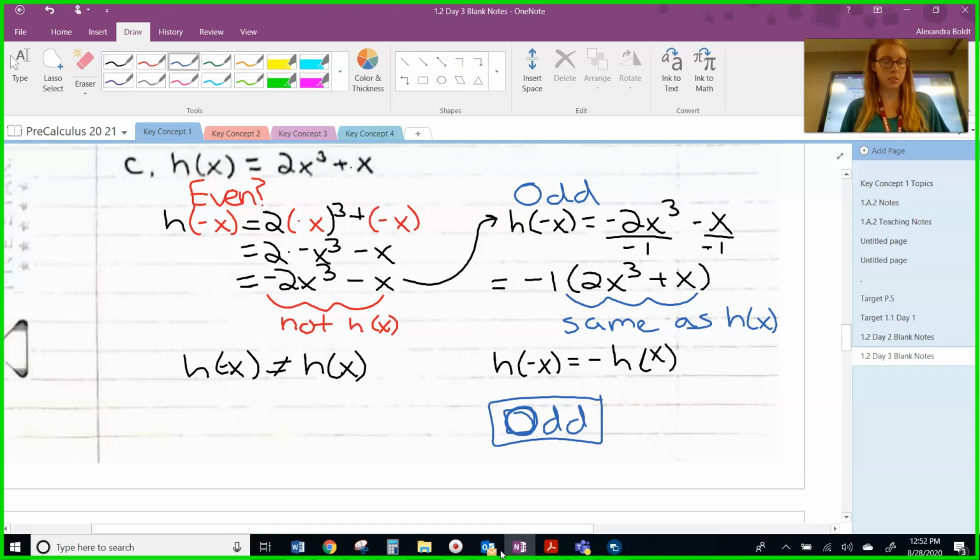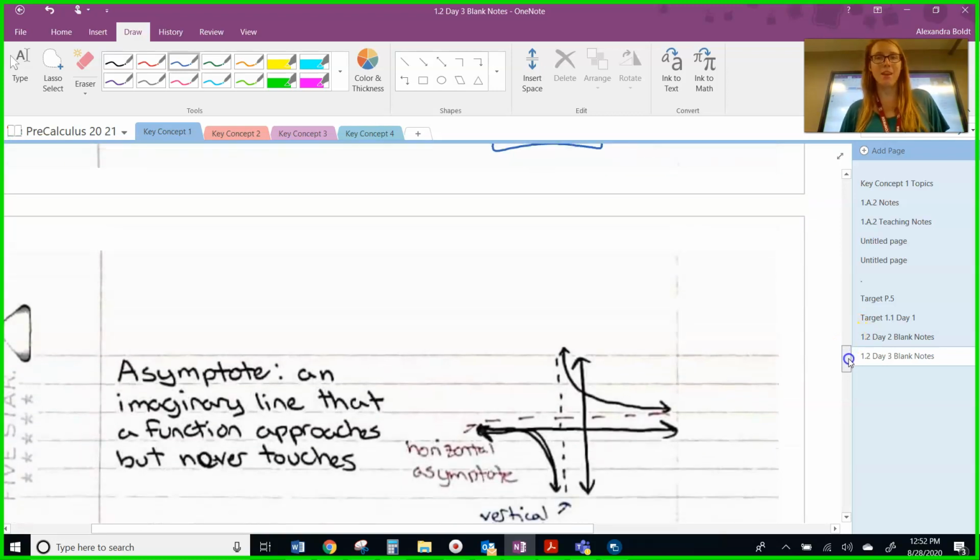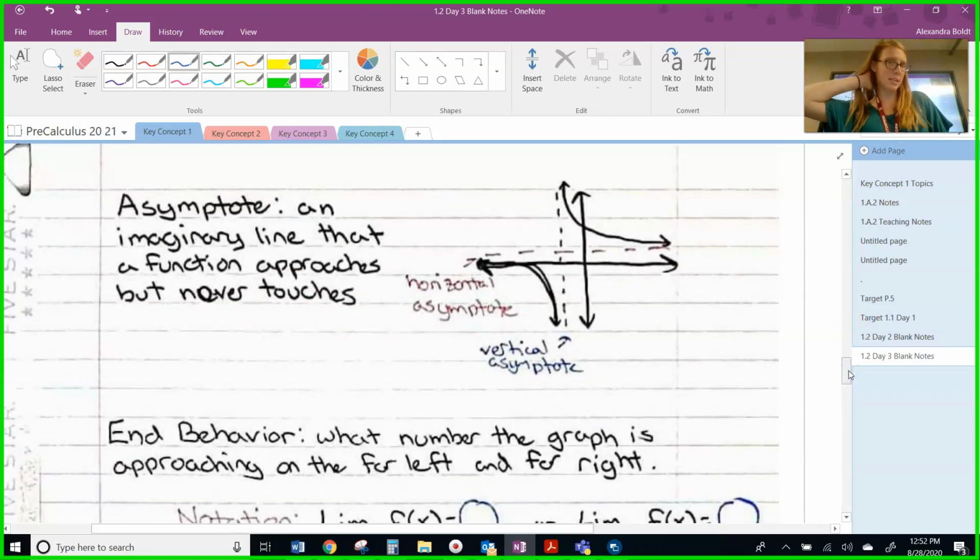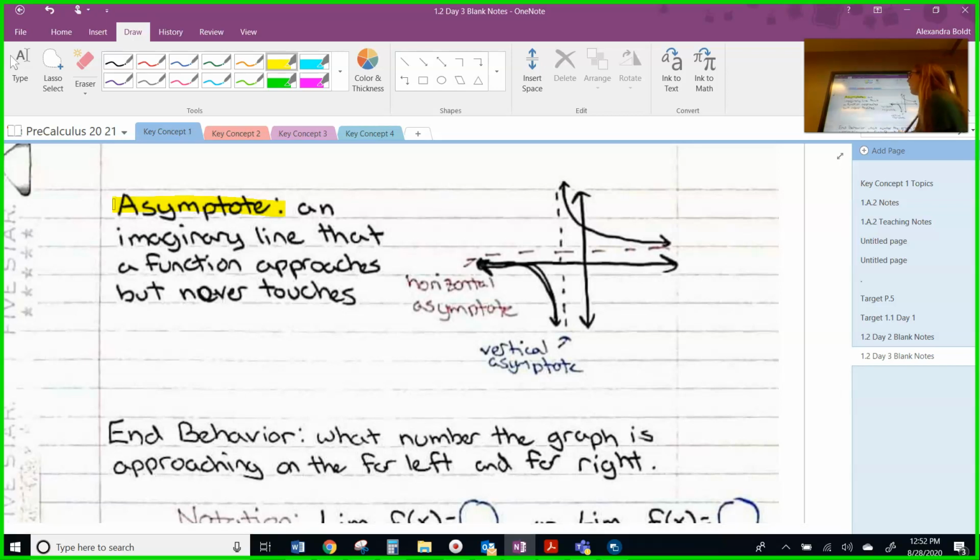All right, our next piece is, as I scroll down, asymptotes and end behavior. So what is an asymptote? So we have our asymptote here, and an asymptote is an imaginary line that a function approaches but never touches, right? And we have two types. We have our horizontal asymptotes, which go horizontally, and we have our vertical asymptotes, which go vertically.